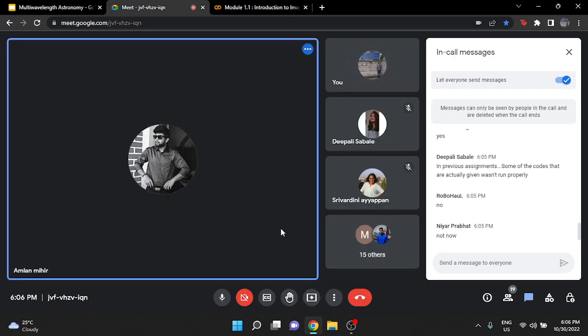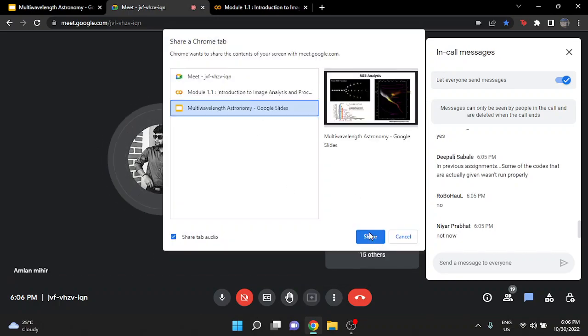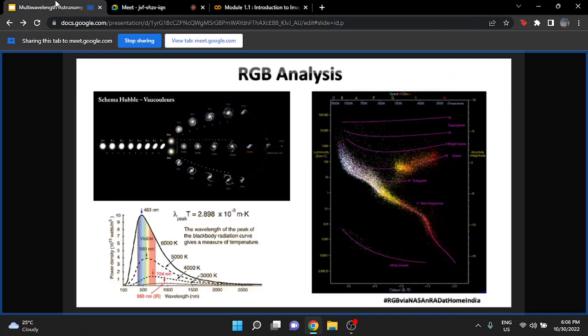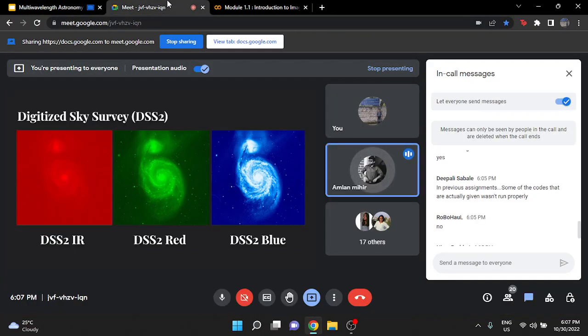Can you show that slide, the one where we discussed the DSS sky survey, where we had red, blue, IR and green? If we are looking at the IR image, IR is not visible to our eyes, so we should get nothing. It should be completely blank. We are still able to see something. So how is that possible?